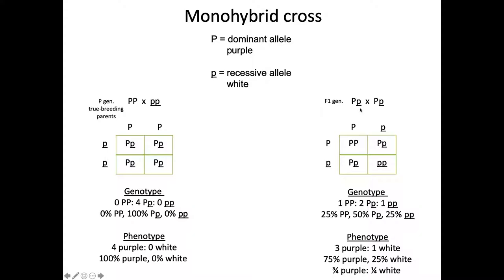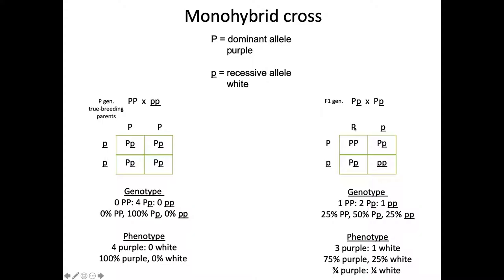So here, this parent can make a gamete that has the big P allele, or they can make a gamete that has the little p allele, the recessive allele. And then this parent can have a gamete that has this big P allele, or can make a gamete that has this little p allele. So let's find the possible offspring that these gametes can make.